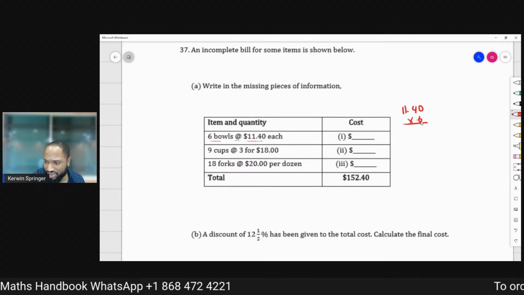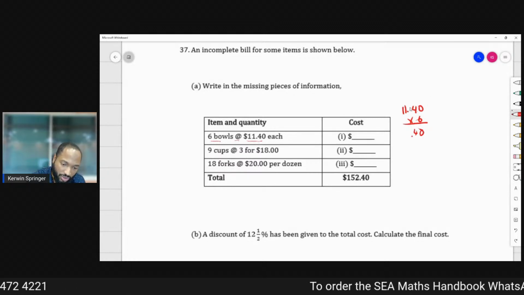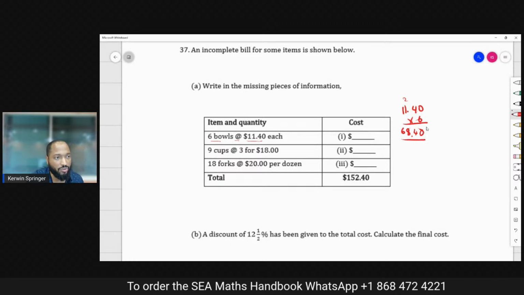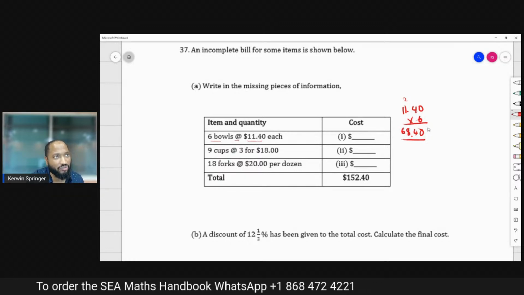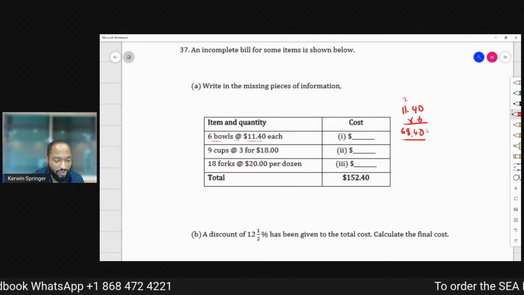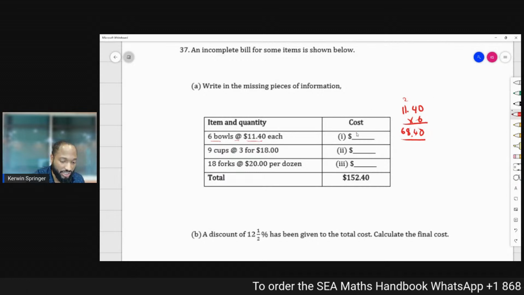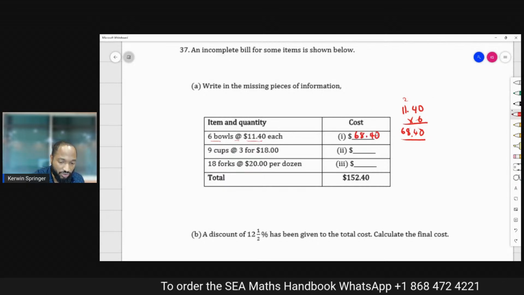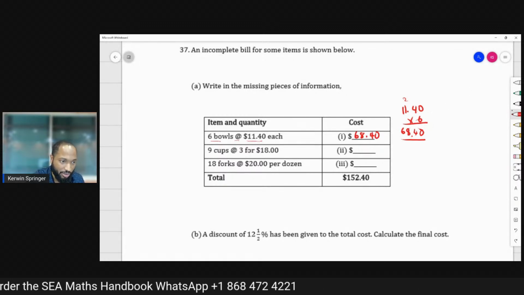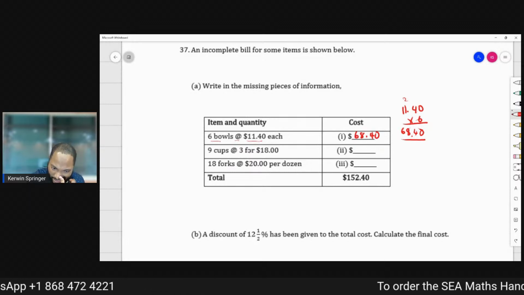I'm running out of energy here. 6 times 0 is 0, 6 times 4 is 24, write 4 carry 2, 6 times 1 is 6, plus 2 is 8, 6 times 1 is 6. You all multiply for me now and make sure everything is going good. Since you see I'm running out of energy here. So this is 68.40. That's correct. Next one, 9 cups at 3 for $18.